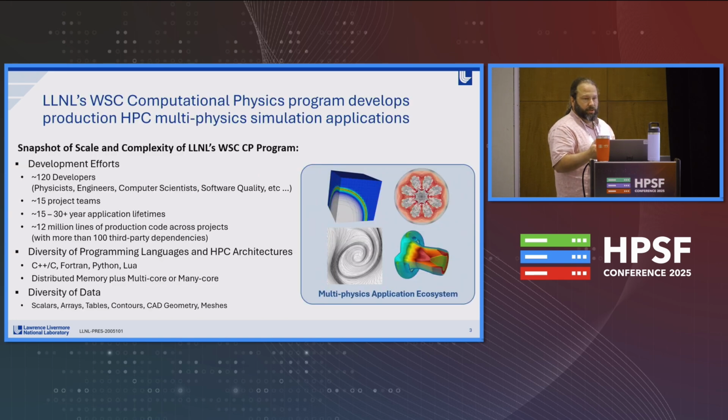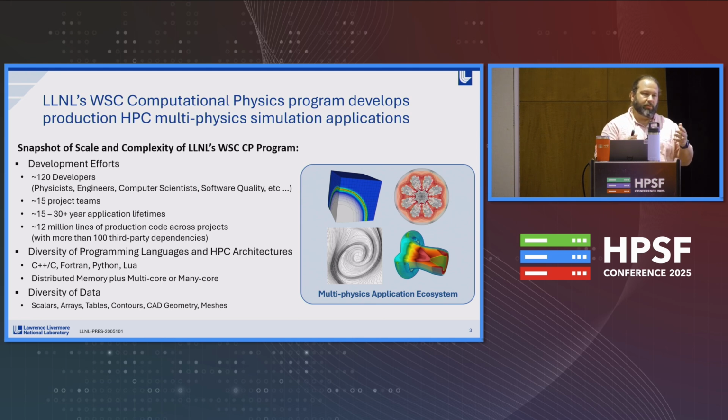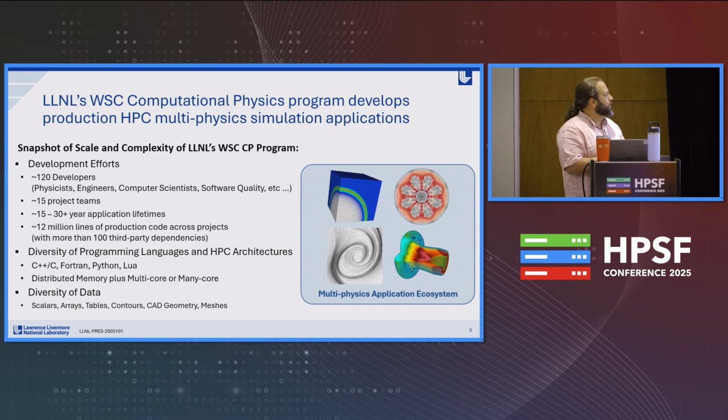So what is WSC? WSC is a program that develops multi-physics simulation applications. There's roughly about 120 developers. They are physicists, engineers, computer scientists, software quality engineers. There's all sorts of different types of them. There's roughly about 15 project teams inside of WSC, but we depend on a lot more across the lab, roughly about 30 of them.